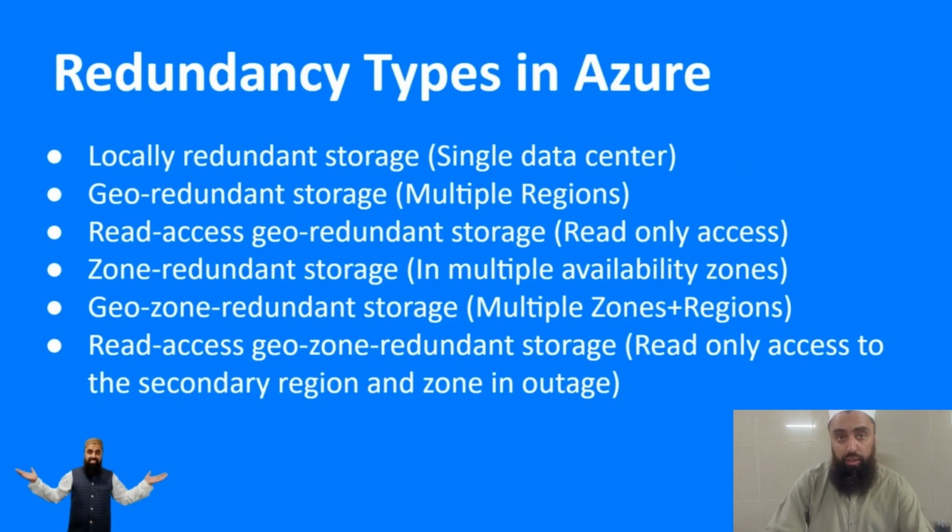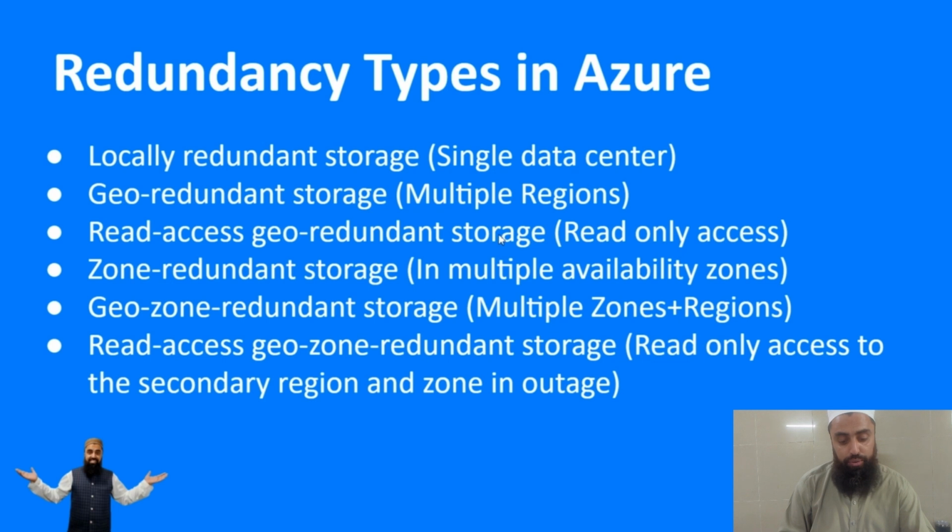Now, this is important from the exam point of view. Redundancy types in Azure, and I have given an example of each type. The first one, and the simple one, is locally redundant storage on one availability zone. It is a single data center. And the second is geo-redundant storage. It means that our data would be on multiple regions, okay? US East and US West, okay?